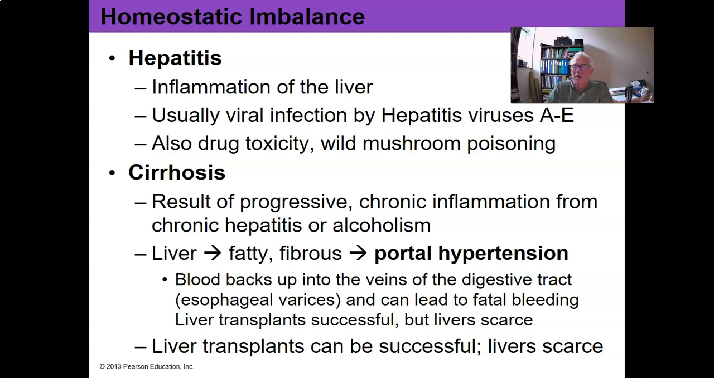If your liver becomes too stiff and hard and the resistance is high and the blood backs up into the portal vein and then into the veins of those organs, the intestines and stomach and the esophagus, you have portal hypertension.